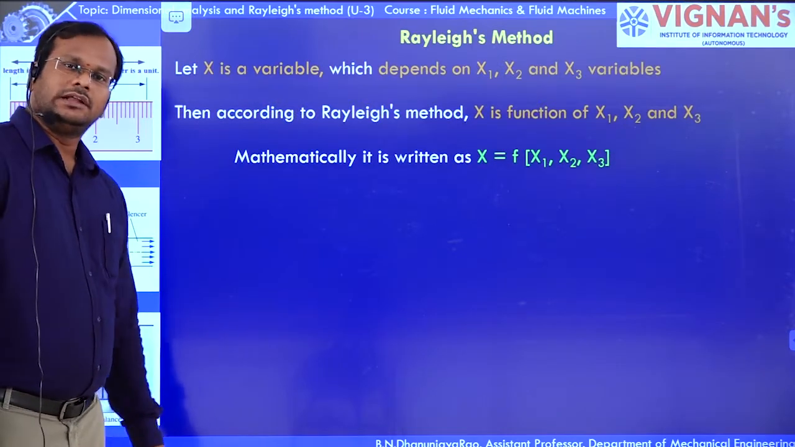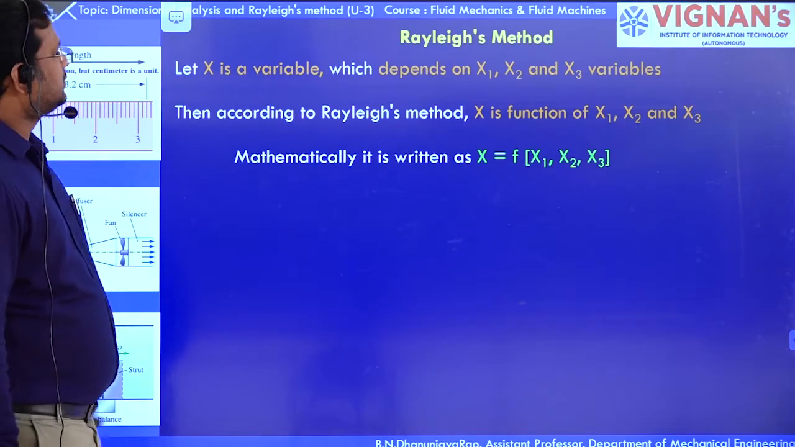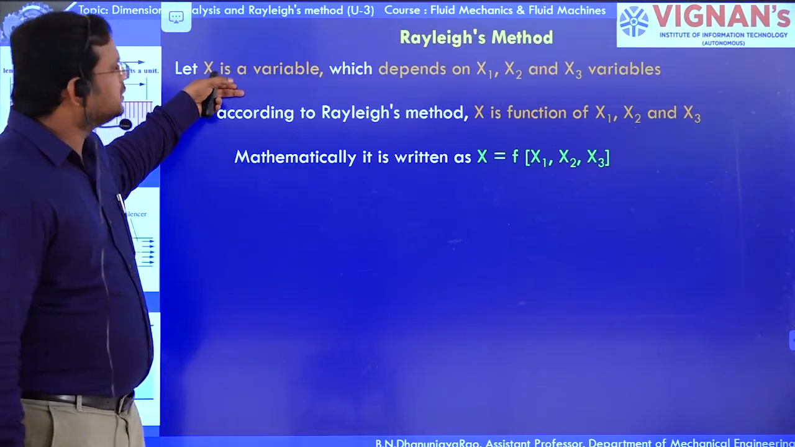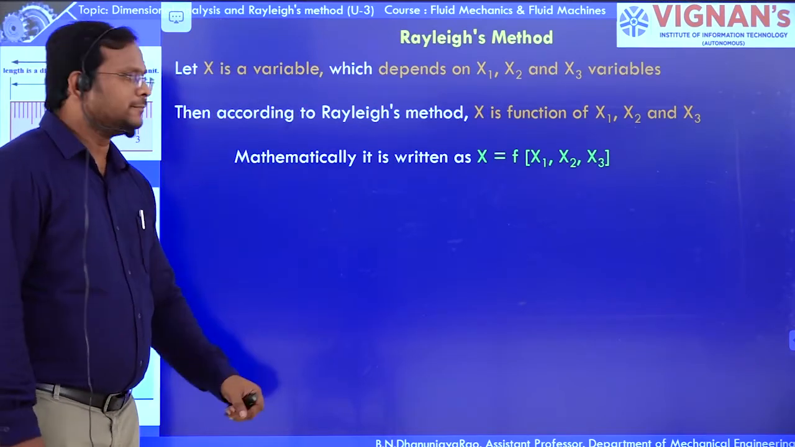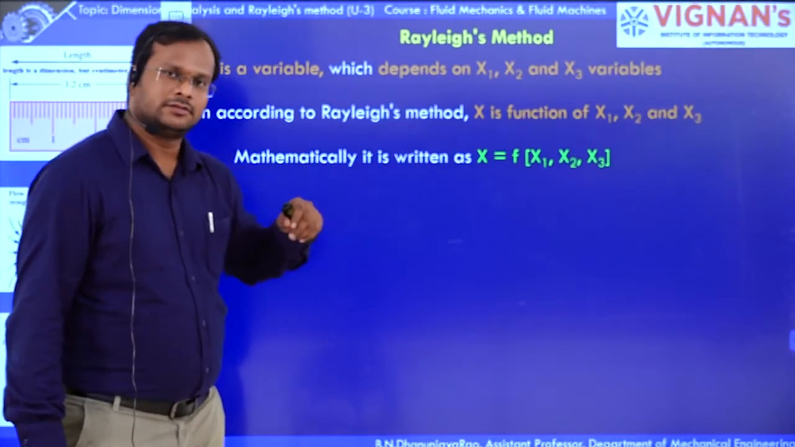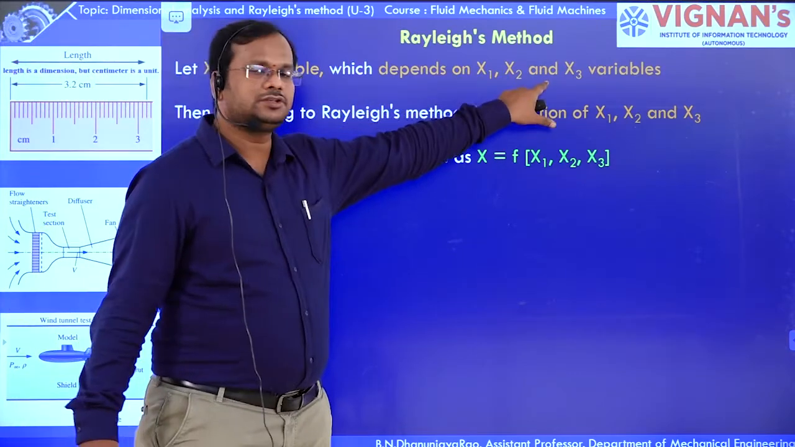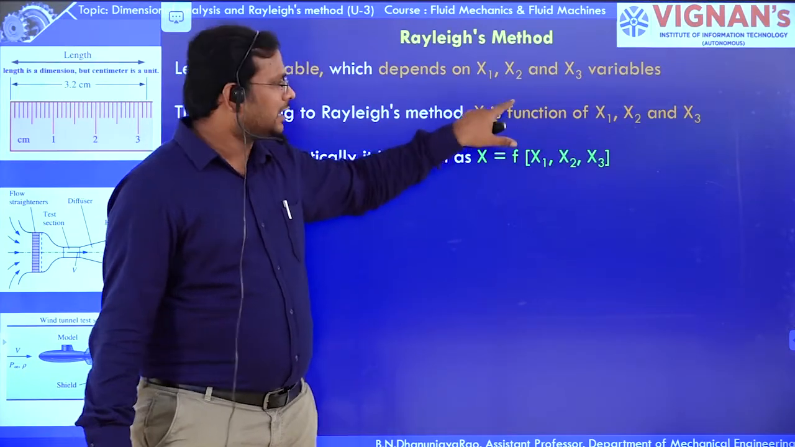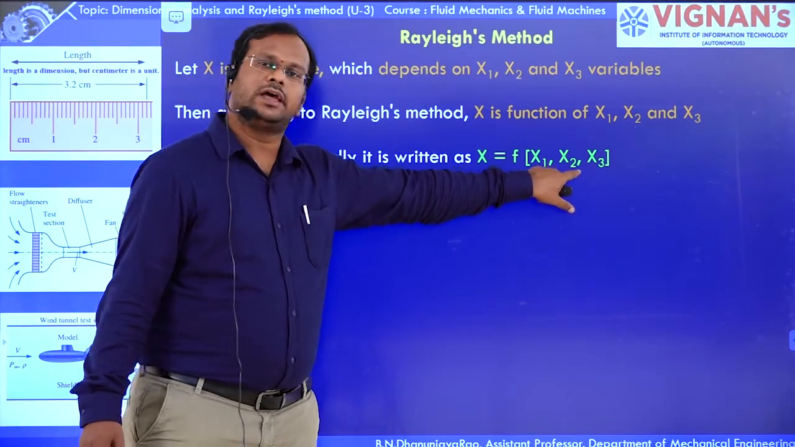Rayleigh's method. Let us consider there is a variable x which depends on the variables x1, x2, x3. Then according to Rayleigh's method, x is a function of x1, x2, x3, so that we can write this as x is equal to f of x1, x2, x3.